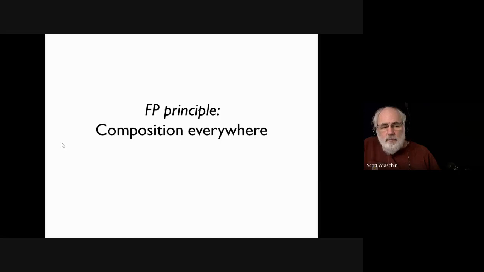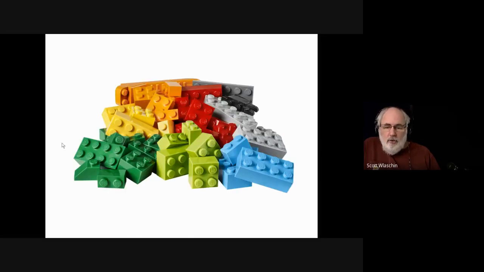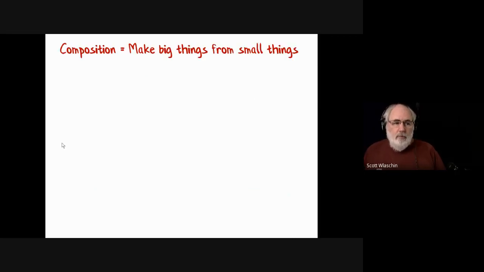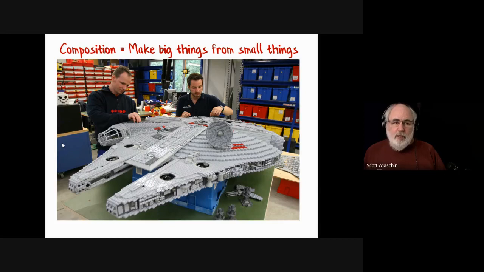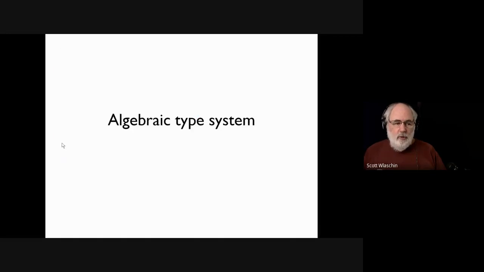So the first functional programming principle, which I really want to emphasize, is this use of composition everywhere. And composition is like Lego. So if you know how to use Lego, you know how composition works. So composition means making big things from small things, right? So here's a really, really big piece of Lego made from a bunch of small pieces of Lego. So hopefully you know how that works.